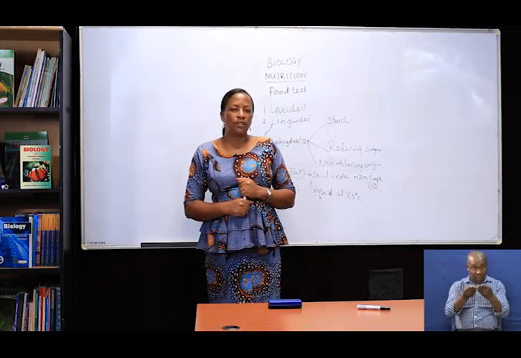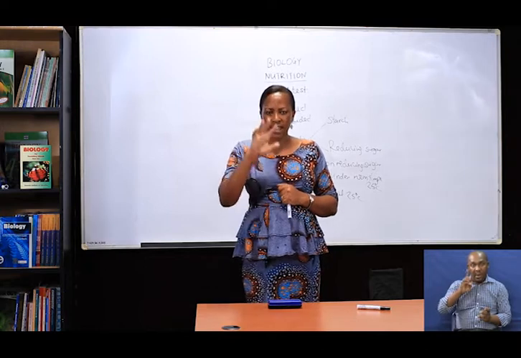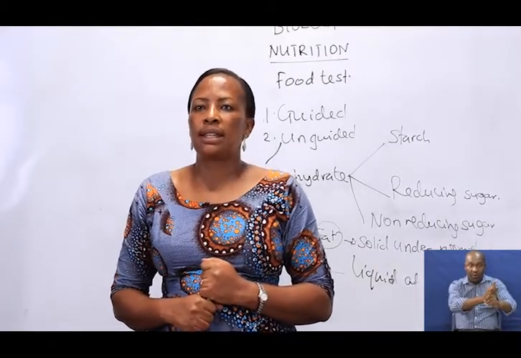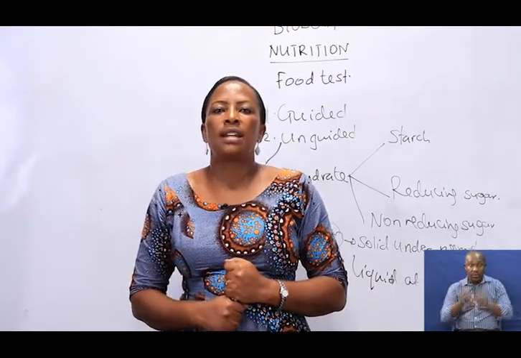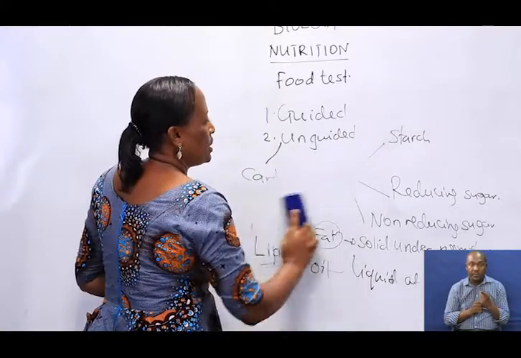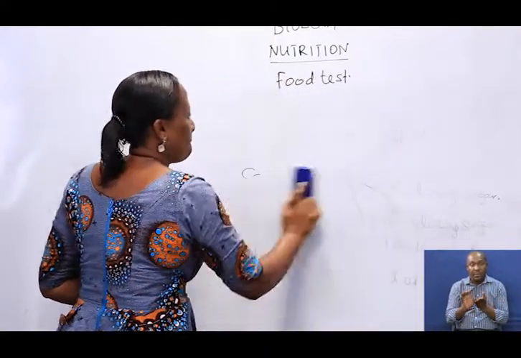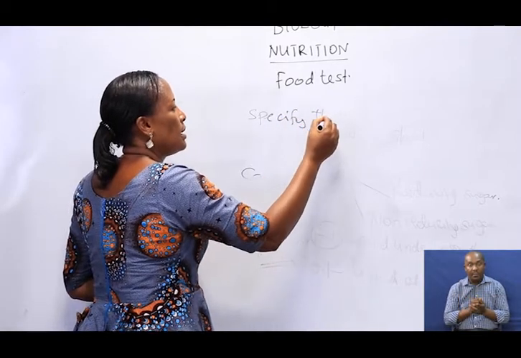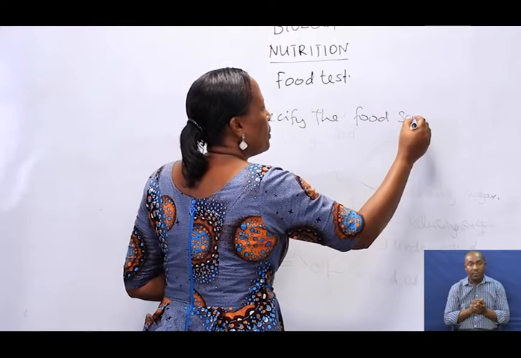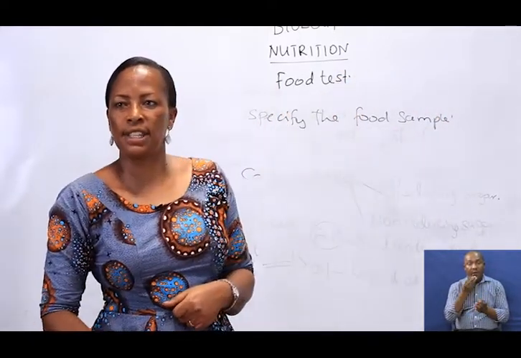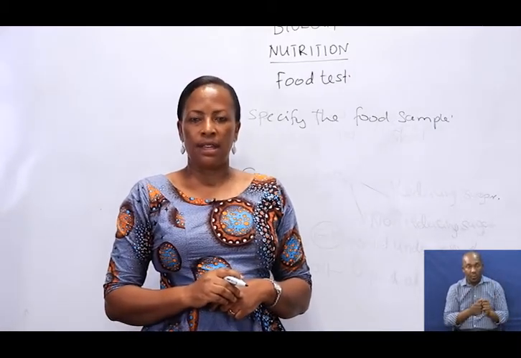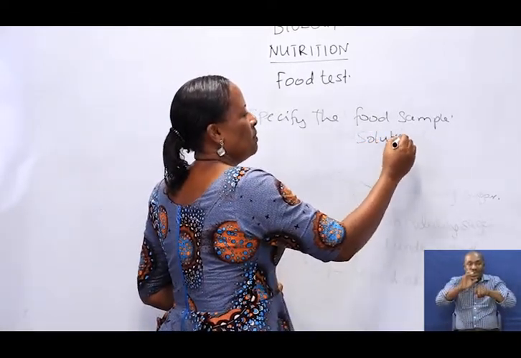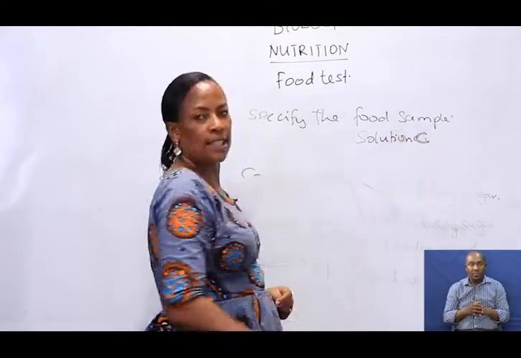Some guidelines are to be followed during report writing. There are several guidelines that should be followed when writing the food test report. Guideline number 1 is to specify the food sample. You specify the food sample, the solution given. In our case, we said our solution will be solution C. Now, solution C. The food sample is solution C.